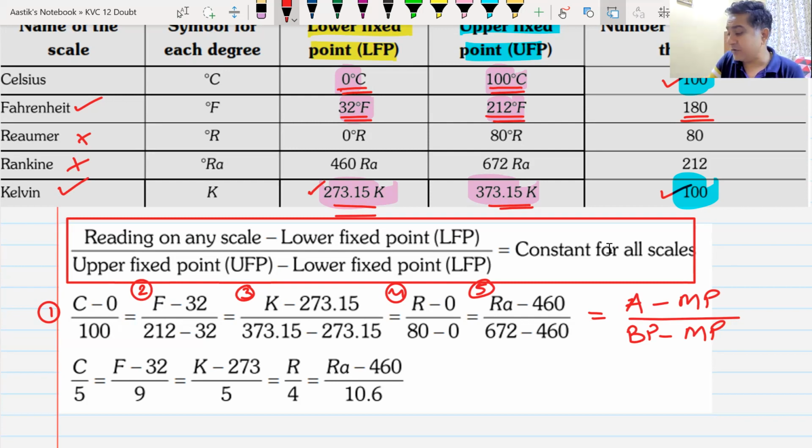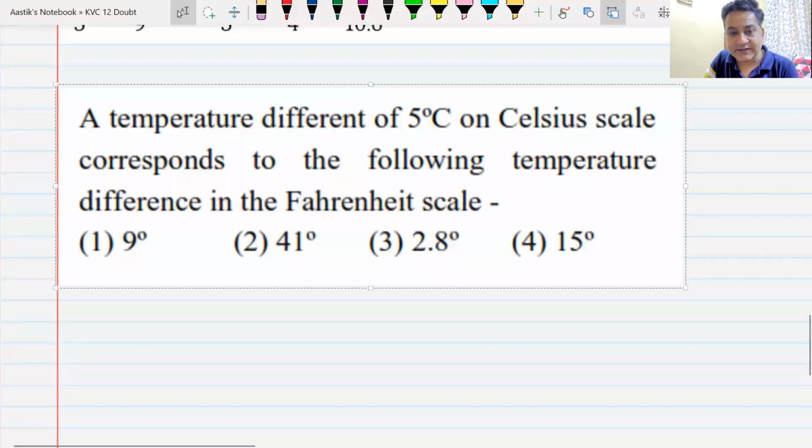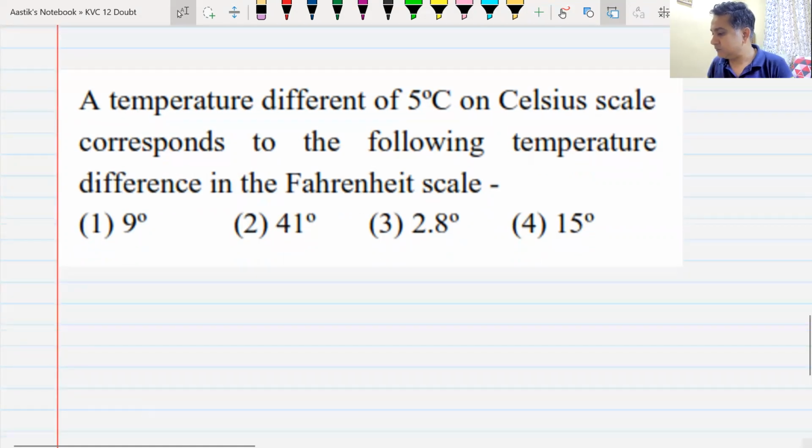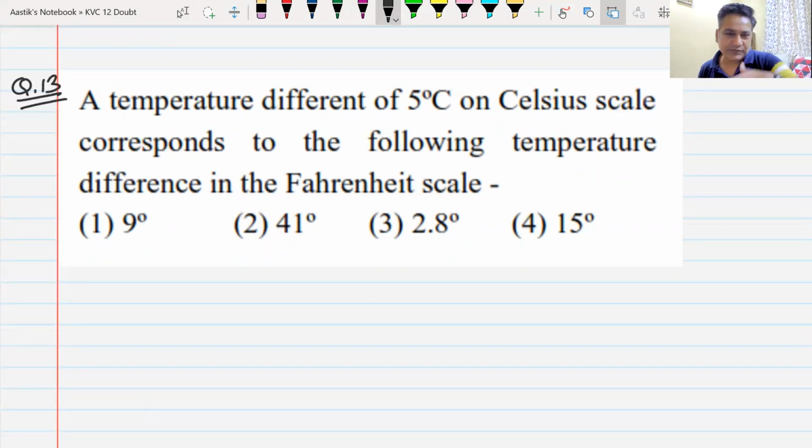Okay, I'll give you a short problem from your sheet only. You don't have to write the problem, you just have to see the problem and tell me the answer. This is question number 13 from your sheet. A temperature difference of 5 degrees on the Celsius scale corresponds to how much on the Fahrenheit scale?